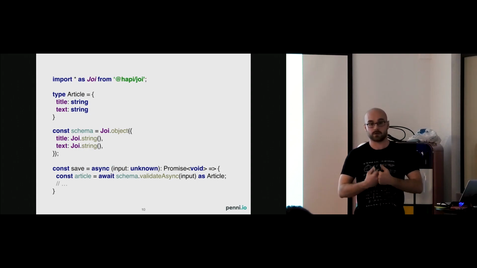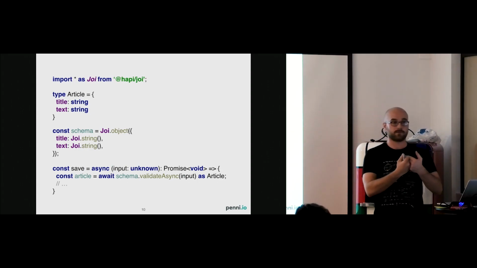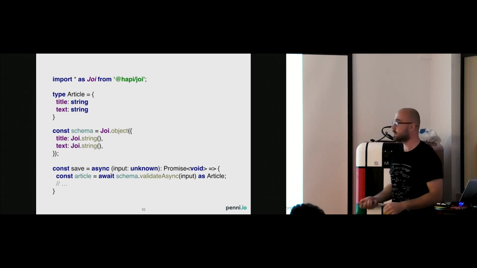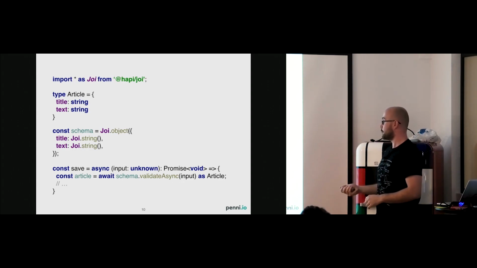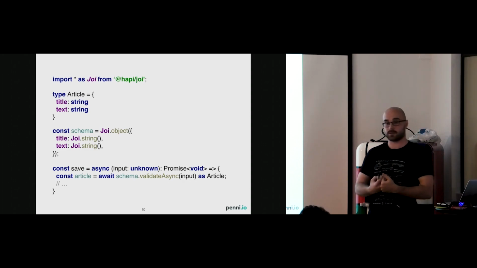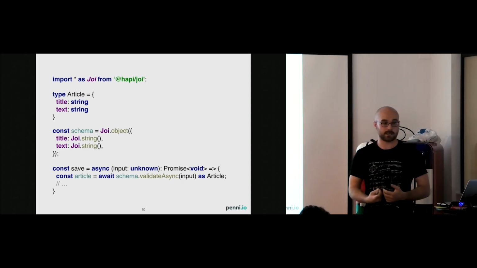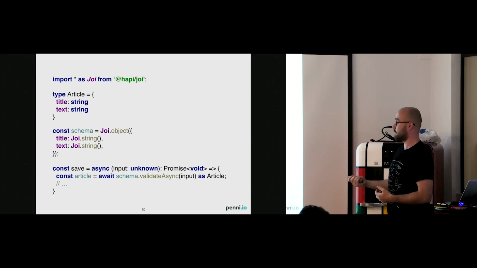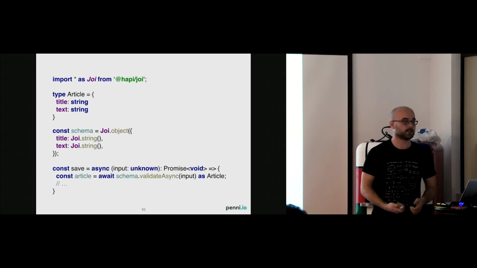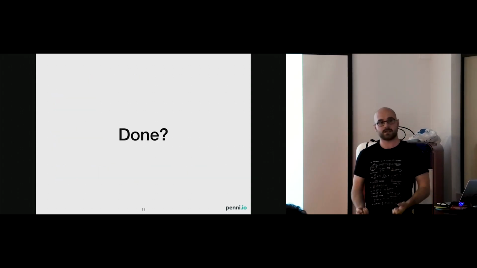And then when we work with some input, so we have an incoming HTTP request, we parse it, we pass it to our save function, and we get it as the input here. We can say, hey, Joi, with the schema we defined before, validate this. And then if the validation succeeds, we know that the input is of the shape we've defined in the schema, which gives us more control and more safety. Does it mean we're done?